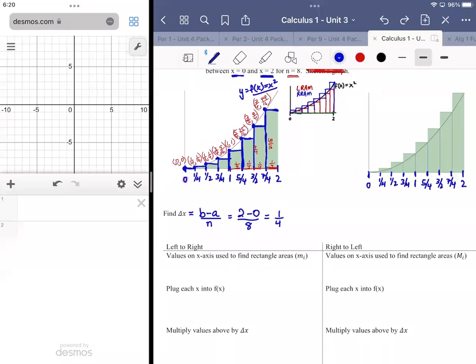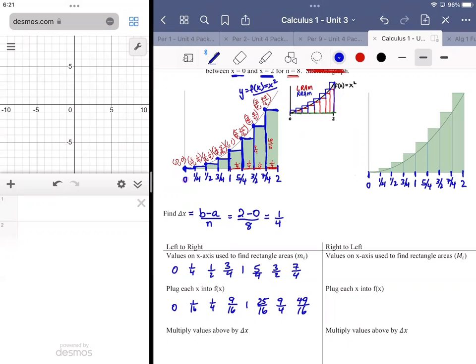Our relevant values are 0, 1/4, 1/2, 3/4, 1, 5/4, 3/2, and 7/4. Remember, the 2 was irrelevant because it didn't correspond to a point on the curve. Then we plugged each one of the values into f of x. That gave us the corresponding values of y, which were 0, 1/16, 1/4, 9/16, 1, 25/16, 9/4, 49/16.